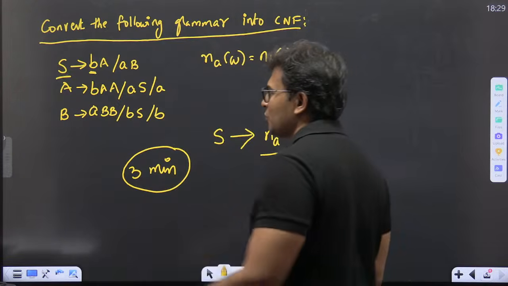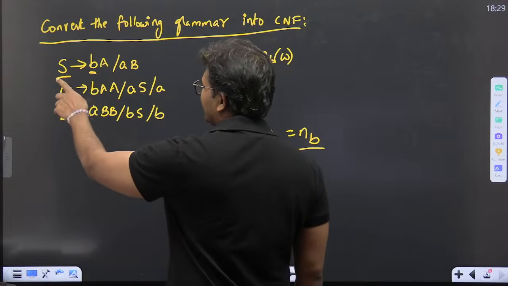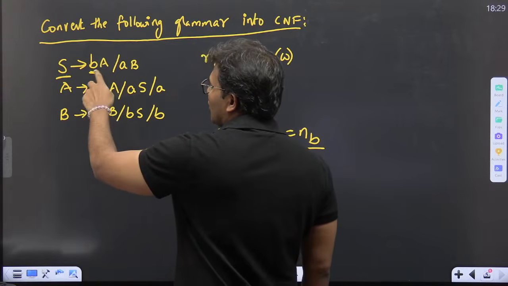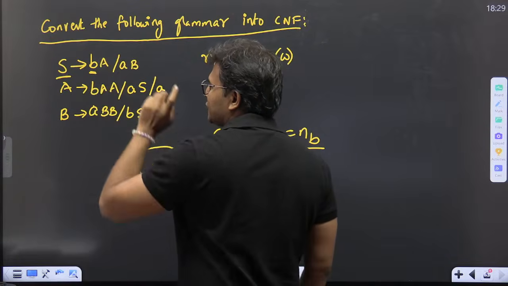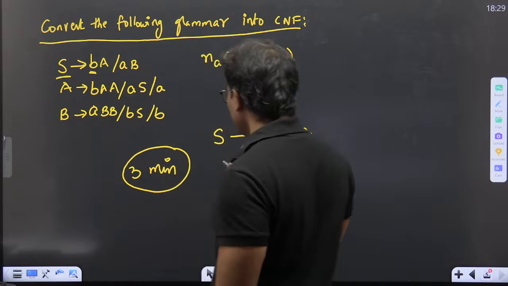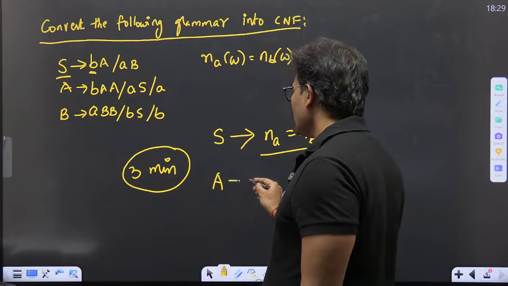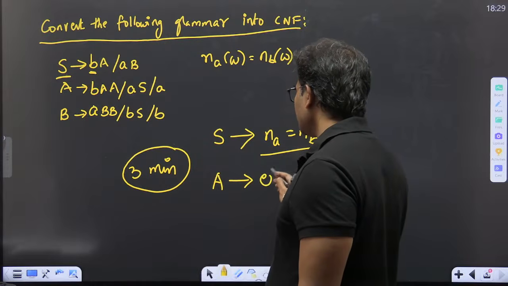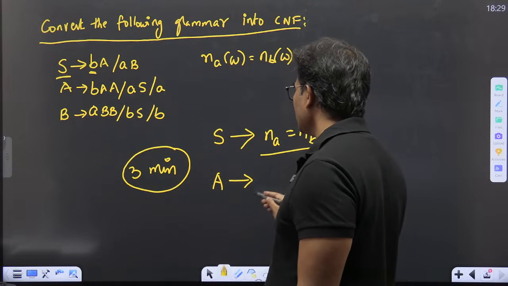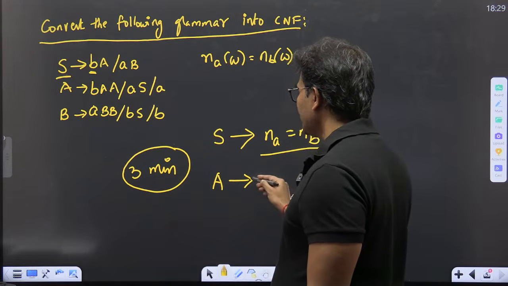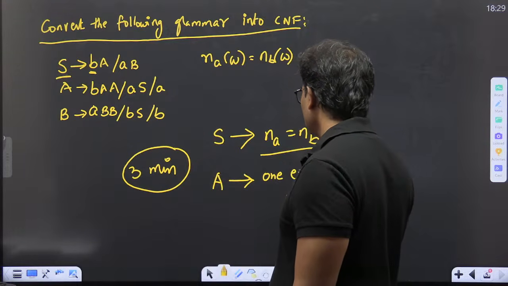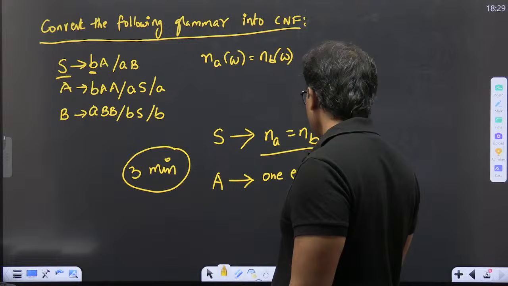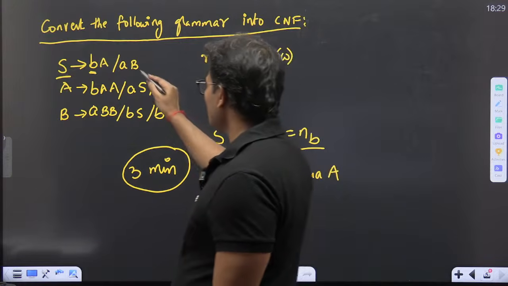See, what is the responsibility of S? It has to generate an equal number of A's and B's. Now, if it has generated a B, then it has to generate an extra A. So, what is the responsibility of A? Capital A generates the set of all strings with one extra A. Okay, one extra A.